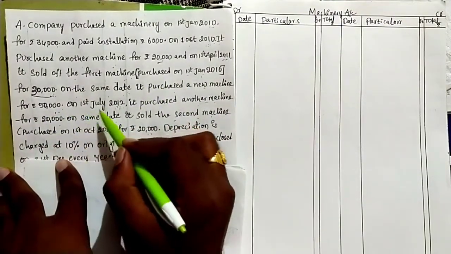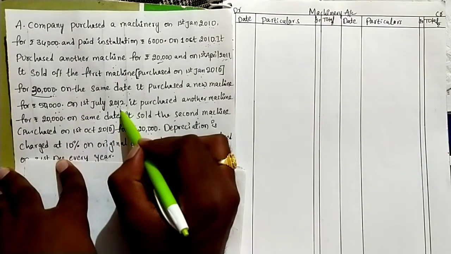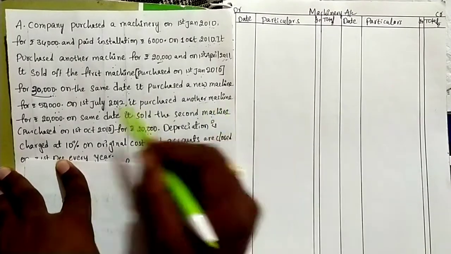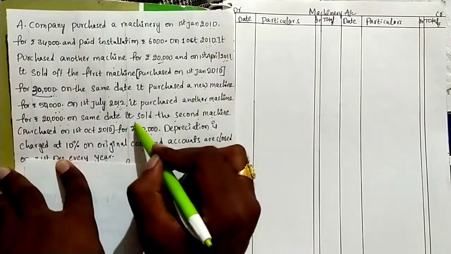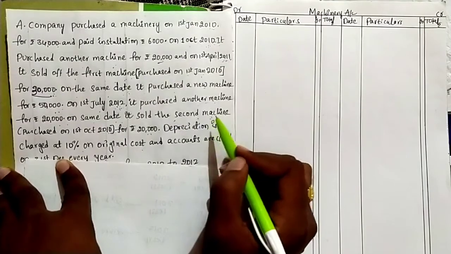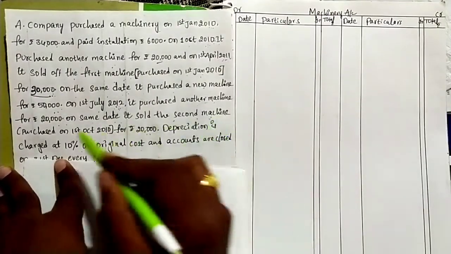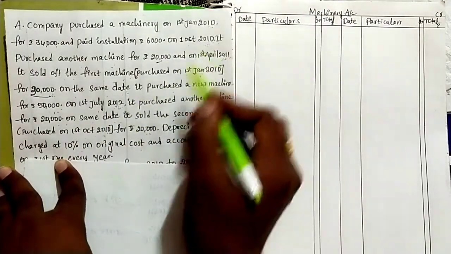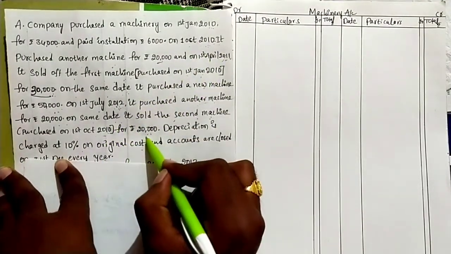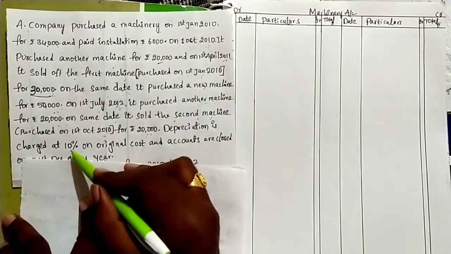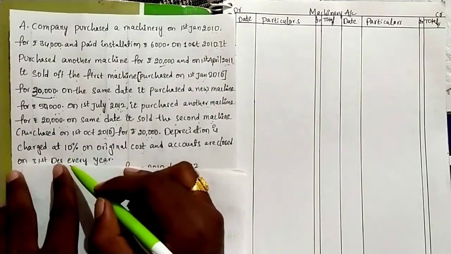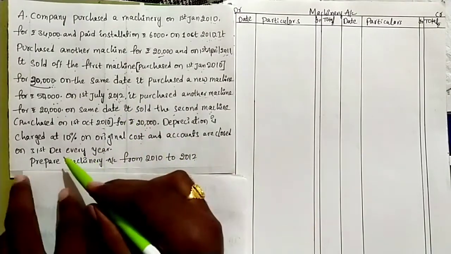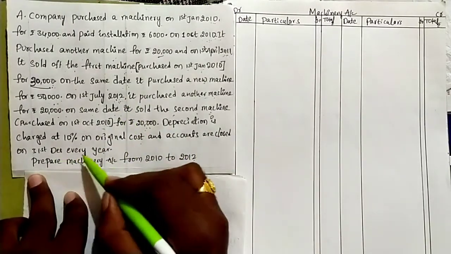On 1st July 2012, this is the third year, it purchased another machine for 20,000. On the same date, it sold the second machine. Second machine means it was purchased on 1st October 2010. The second machine sold for 20,000. Next, depreciation is charged at 10% on original cost, and accounts are closed at 31st December every year.